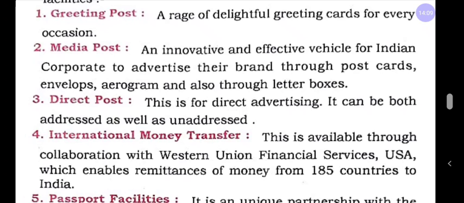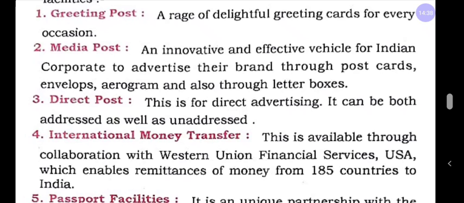Second one, media post. It is an innovative and effective vehicle for Indian corporate advertising. Media post means a corporate, business or company can give an advertisement through that vehicle. I think you have seen advertisements on an LCD screen. This is called media post.